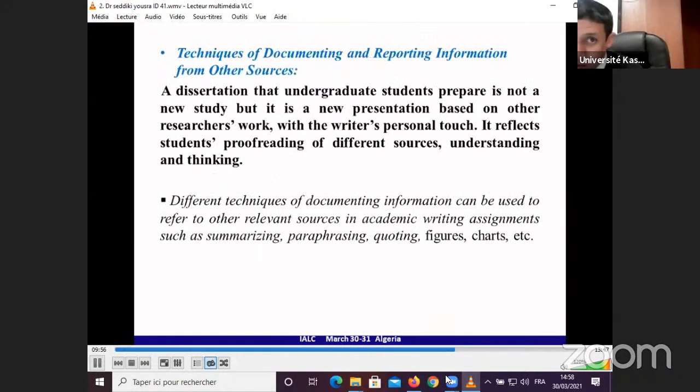Mix of documented and reported information from other sources. A dissertation that undergraduate students prepare is not a new study, but it is a new presentation based on other researchers' work. With the writer's personal touch, it reflects students' proofreading of different sources, understanding and thinking. Different techniques of documented information can be used to refer to other relevant sources in academic writing assignments, such as summarizing, paraphrasing, quoting, figures, charts, etc.